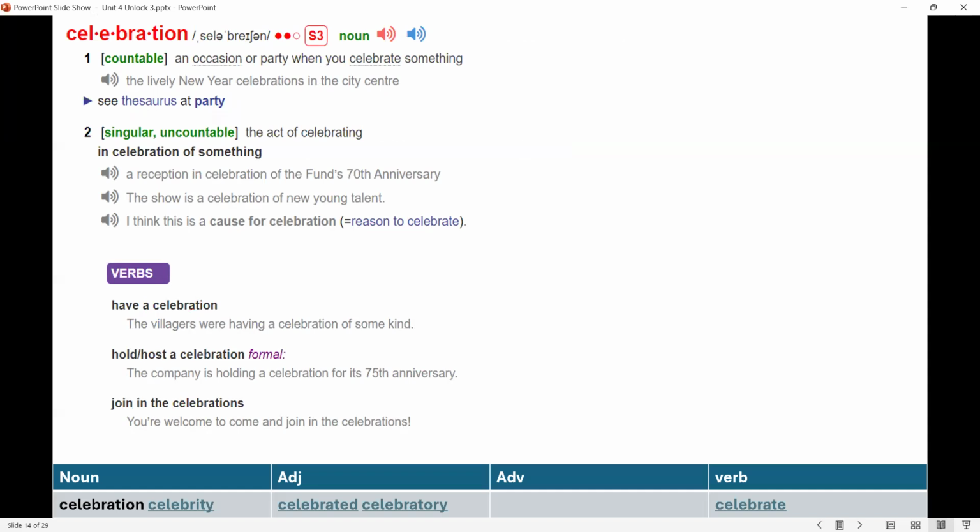Celebration. Celebration means party. Celebration is similar to party, an occasion or party when you celebrate something. Example, have a celebration. The villagers were having a celebration of some kind. A reception in celebration of, for example, the fund's 70th anniversary. I think this is a cause for celebration. It means we should party.